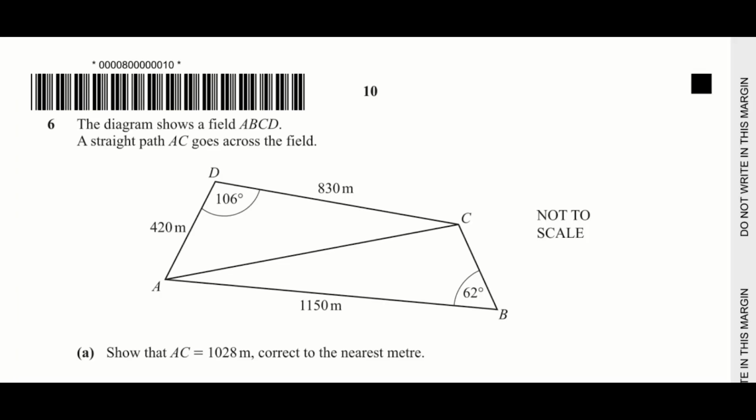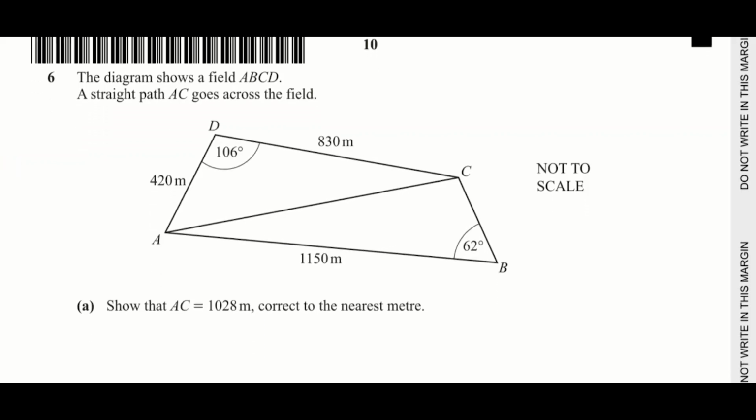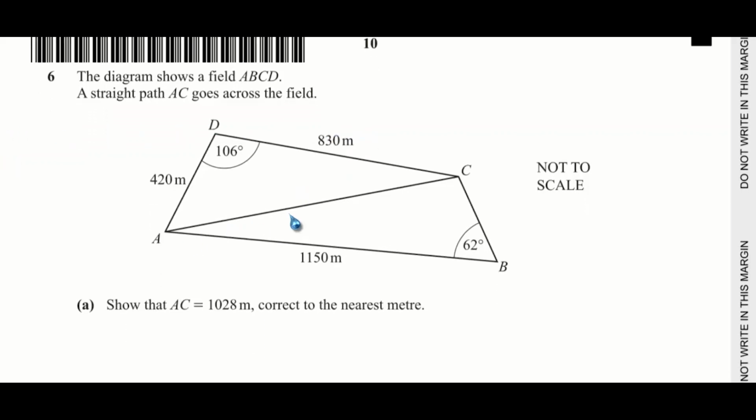That will be question 6. The diagram shows a field ABCD. A straight line AC goes across the field, as you can see. Show that AC is equal to 1028 meters, correct to the nearest meter. So we want to find the length of AC. Here we can use the cosine rule.